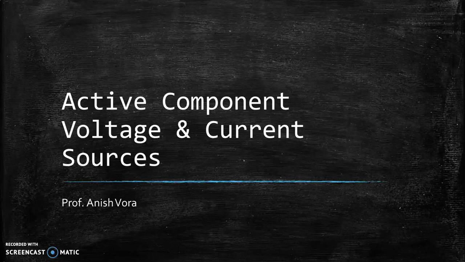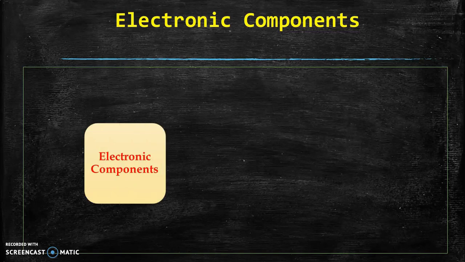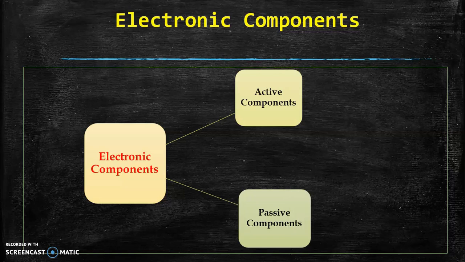In this video lecture, we will study about active components. In case of active components, we will study about voltage as well as current sources. First, let us see different types of electronics component. Mainly, it is divided into two different types: one that is active components and another that is passive components.